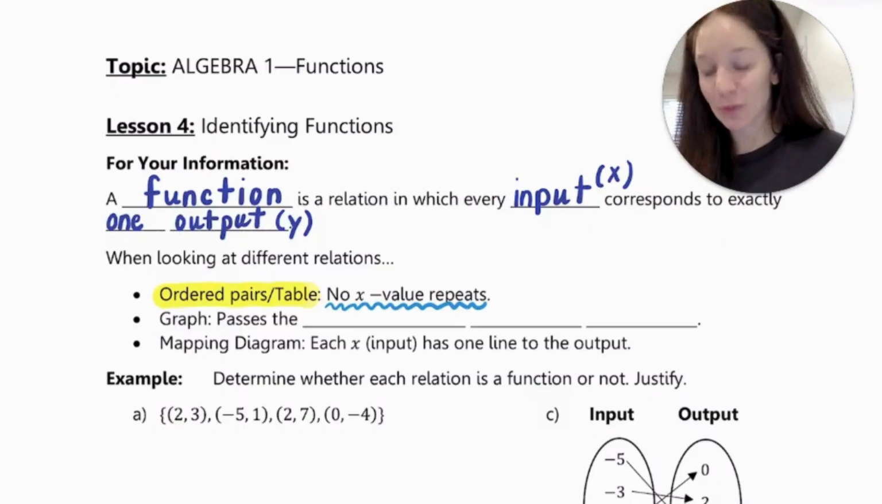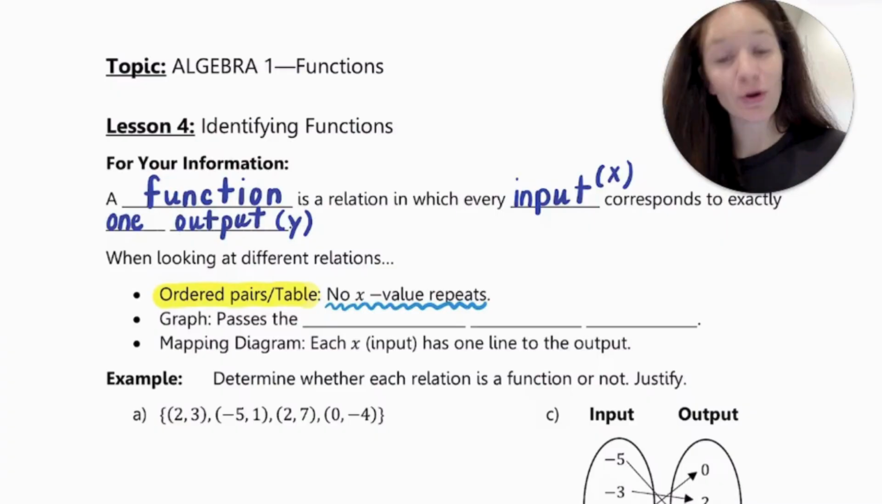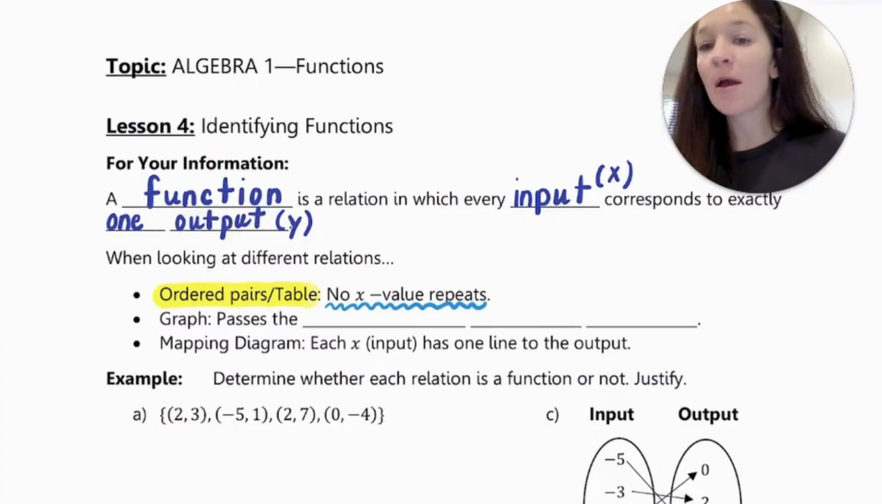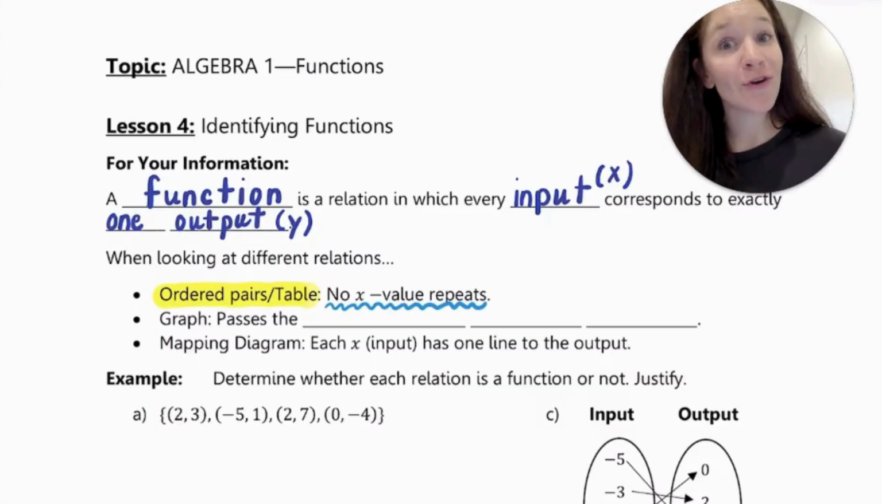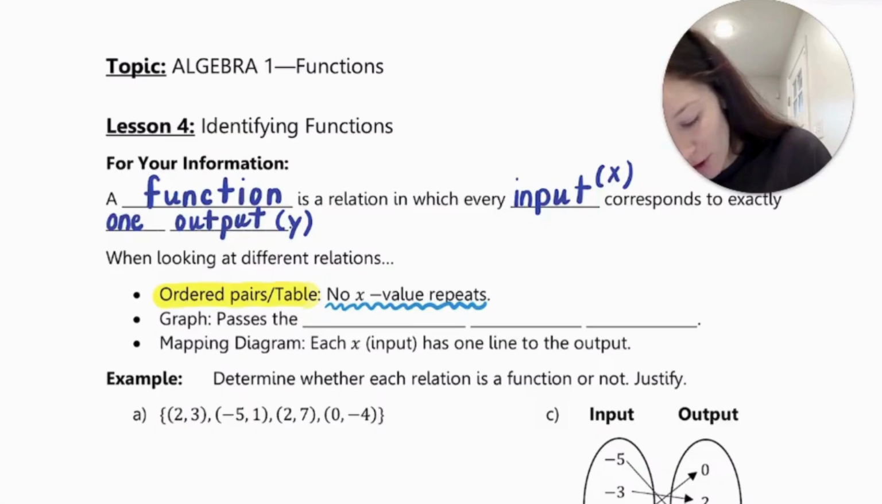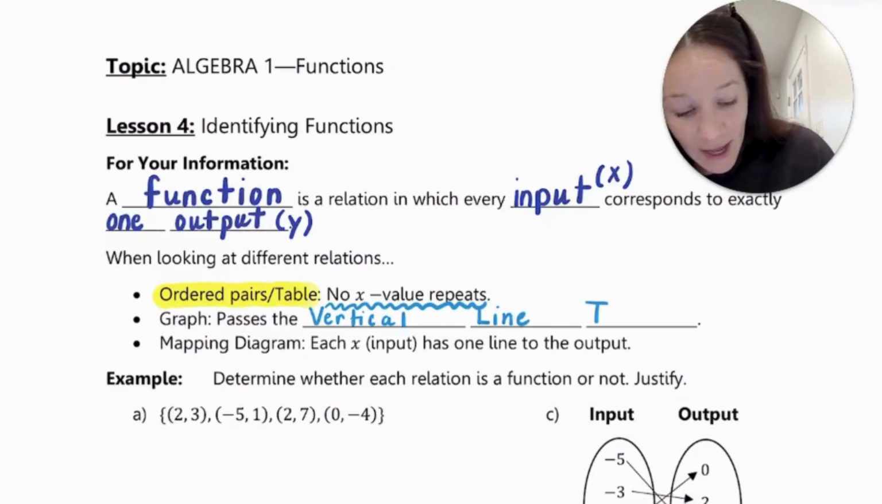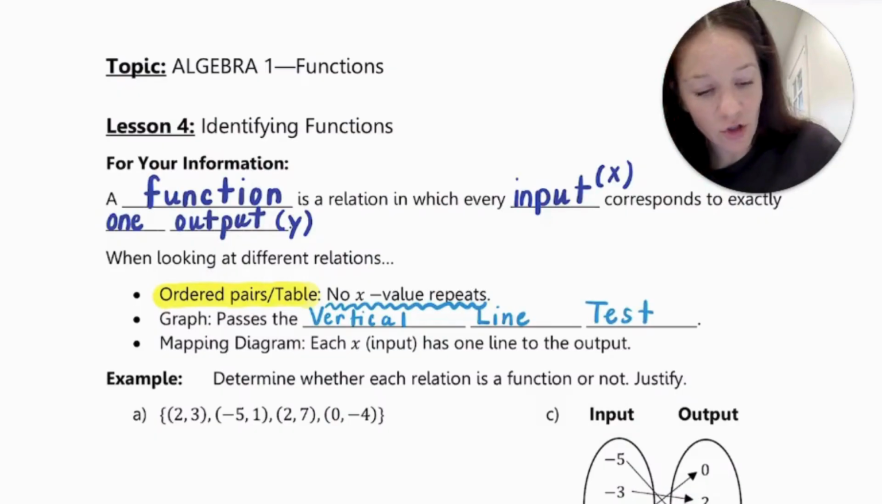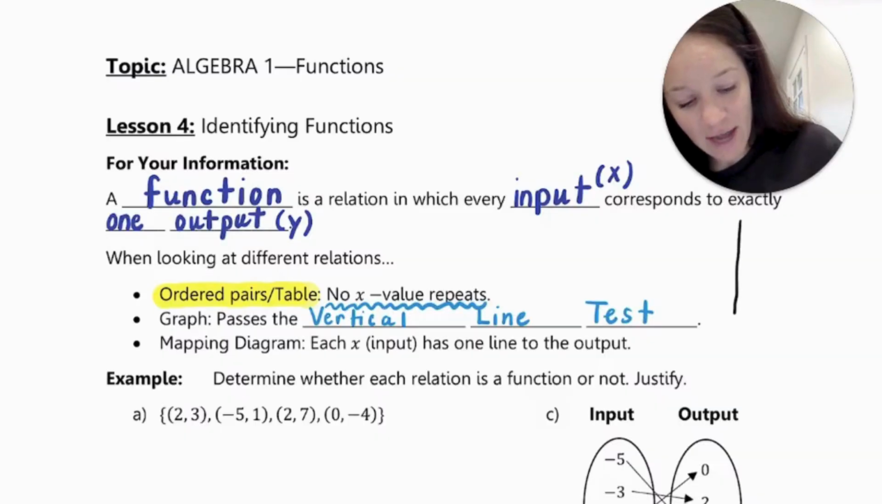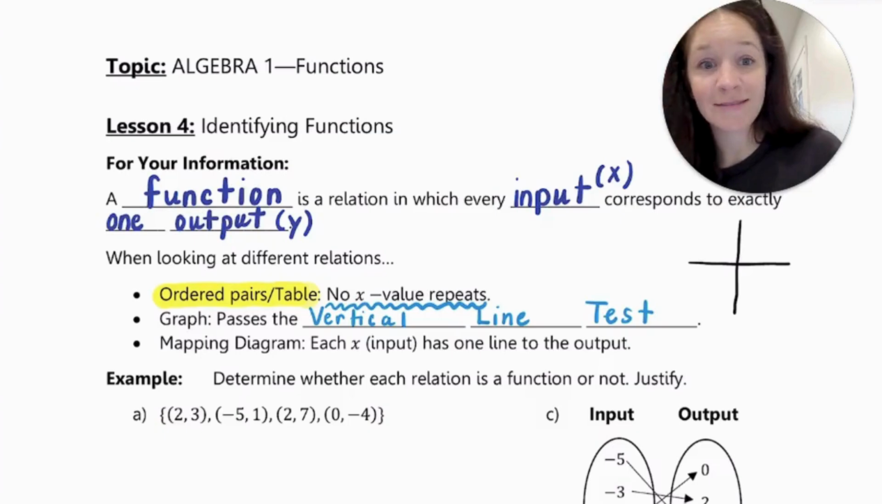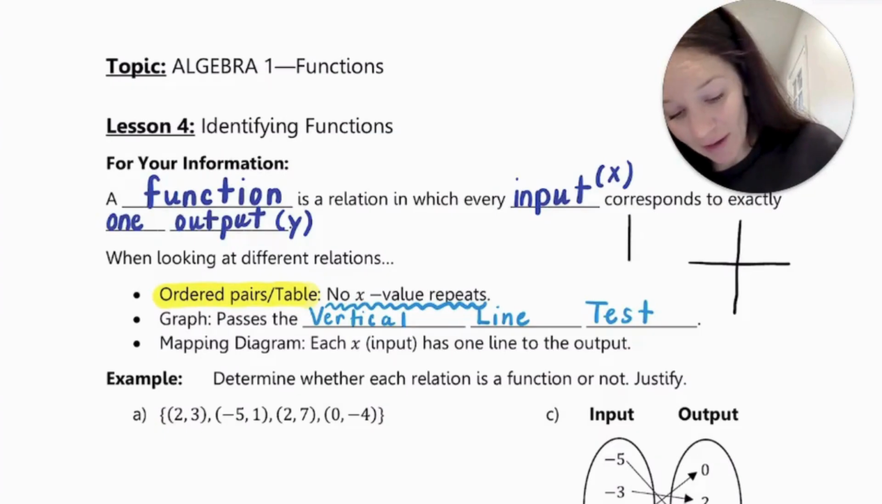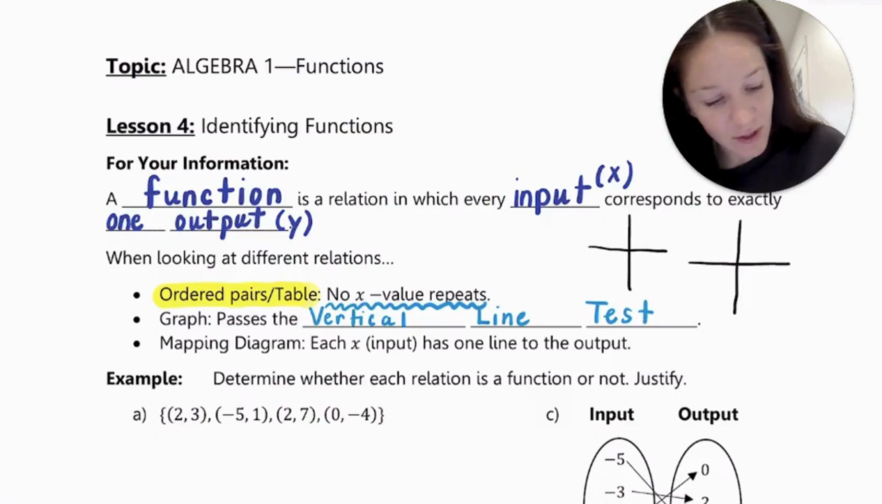When we're looking at graphs, we can easily tell if it is a function by using this test called the vertical line test. So if your graph passes the vertical line test, then yeah, you have a graph of a function. And if your graph does not pass the vertical line test, then no, you don't have the graph of a function. And I'm going to try to draw two little images here.